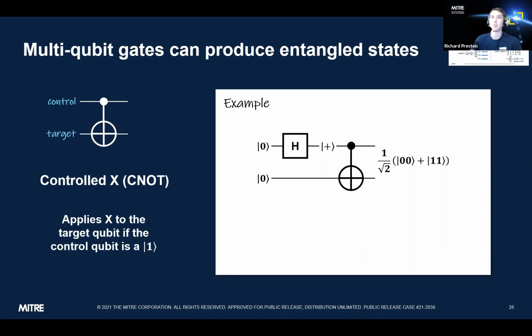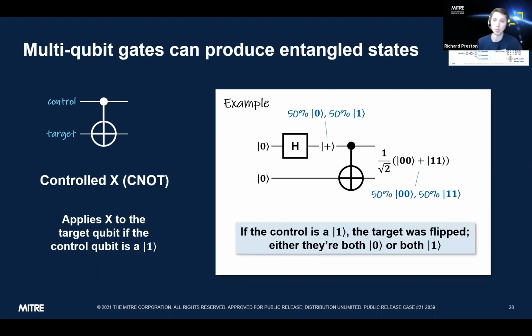So here's an example circuit. This is a quantum circuit diagram. We have 2 qubits that start in a 0 state, and then we apply H to the first one. So now we're in that plus state, 50% 0, 50% 1. And now we apply a CNOT with the first qubit as control and the second qubit as the target. And now we get this state out, because if the first qubit was a 0, then the X did not happen, so the second qubit is also a 0. If the first qubit was a 1, then the X did happen, and so the second qubit is also 1. So either they're both 0 or they're both 1 with 50% probability.